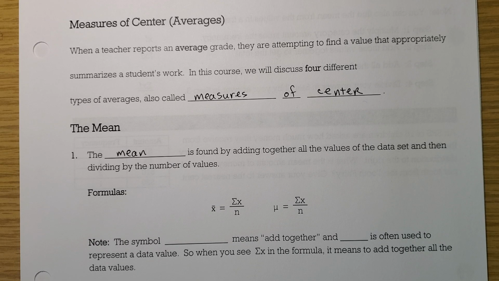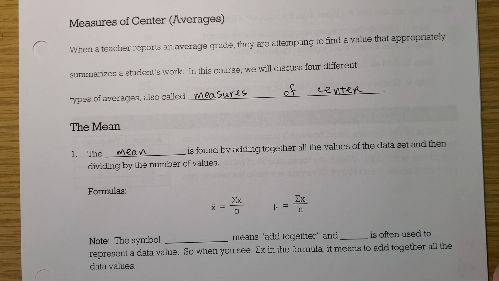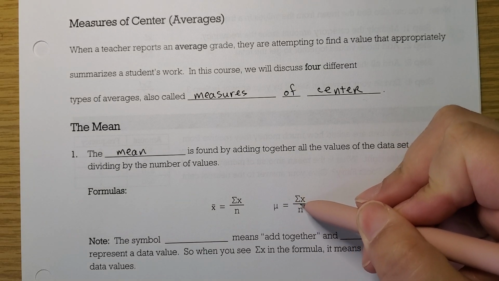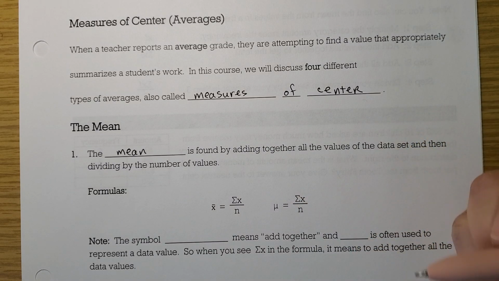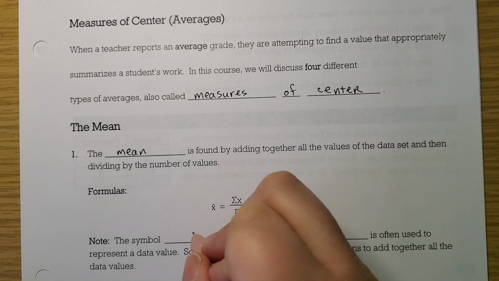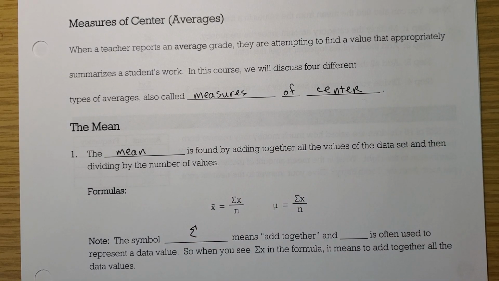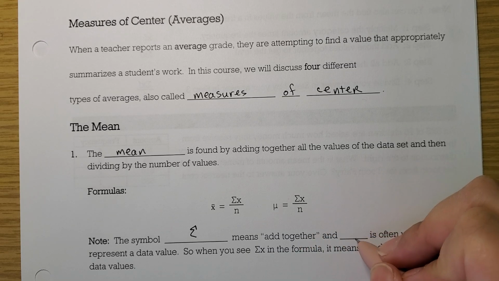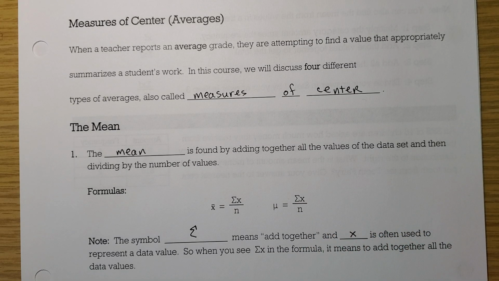Now, part of an issue with this formula is how can we indicate this idea of adding things up? So mathematicians came up with this pointy looking E thing, and that's a way of representing adding things together. It means add together, and X is usually used to represent a data value. So when you see this notation in a formula, it means you're going to add together all the data values. That's the shorthand they're using.